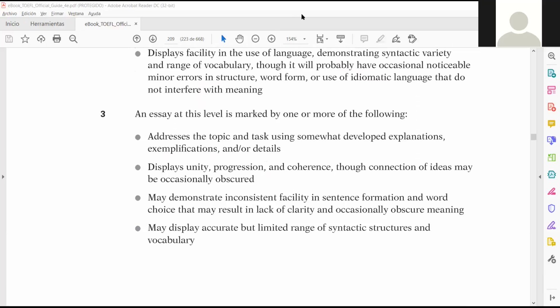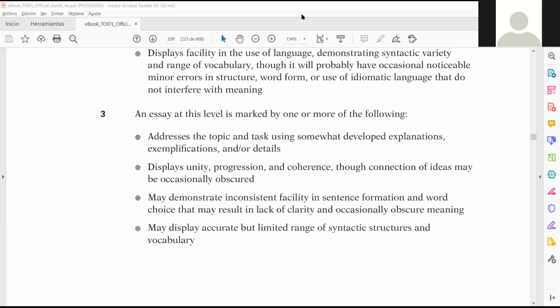Let's read the number 3, please. Okay. An essay at this level is marked by one or more of the following. Addresses the topic and task using somewhat developed explanations and exemplifications and or details. Displays unity, progression, and coherence, though connection of ideas may be occasionally obscured.